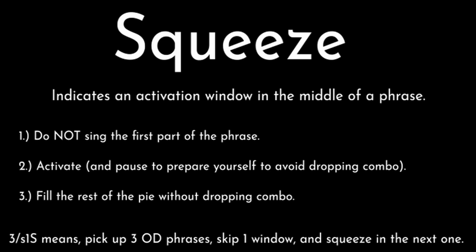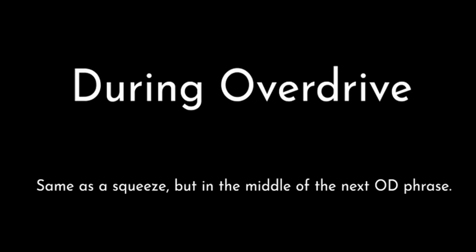For example, 3/ lowercase s1 capital S would mean pick up 3 overdrive phrases, skip 1 window, and then activate in the next window, which happens to be in the middle of a phrase and needs to be squeezed. It sounds complicated, but it's actually very simple in practice. D means during overdrive. This is just capital S or squeeze, but in the middle of an overdrive phrase. It functions the exact same way, so no need to worry here.